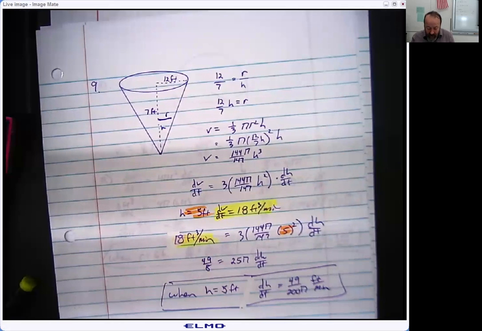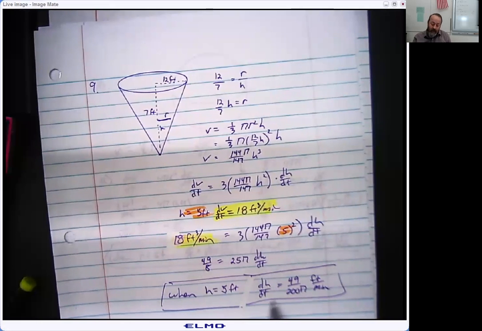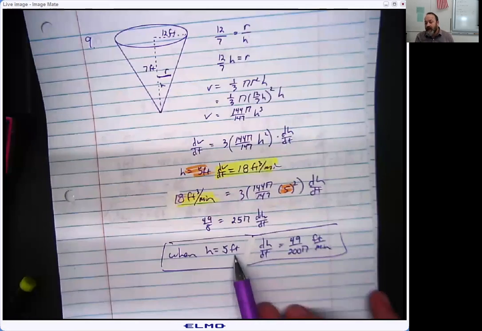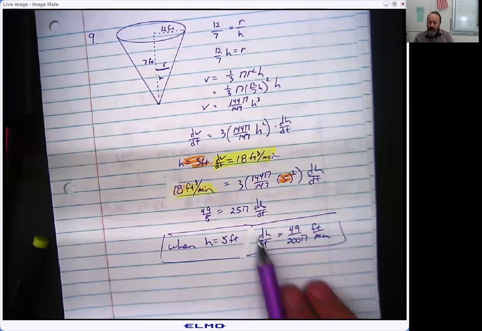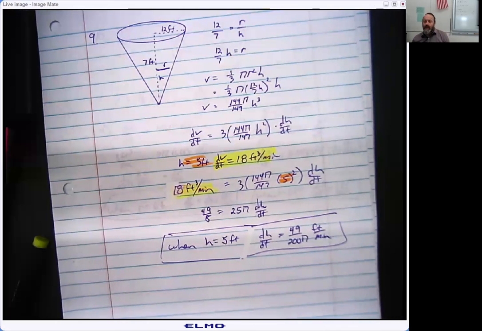And with a little bit more manipulation, at the time when the height was 5 feet, the rate of change of the height with respect to time was 49 over 200 pi feet per minute. It is important that you make some kind of a summary statement about it, because that's not to say that dh/dt is always this. It's only that at that particular moment when the height was 5 feet.